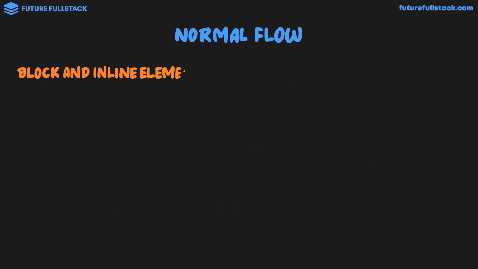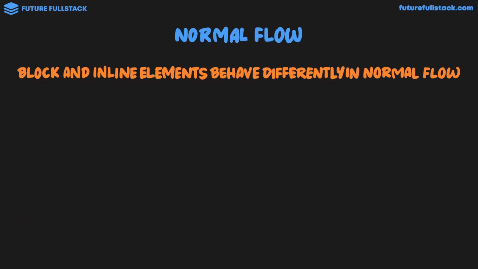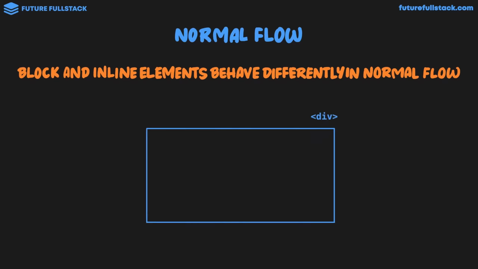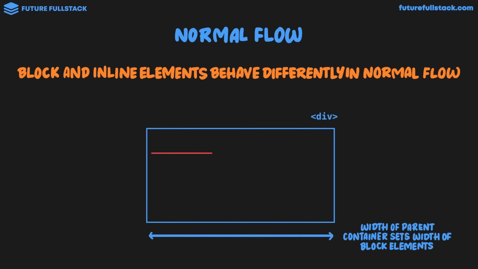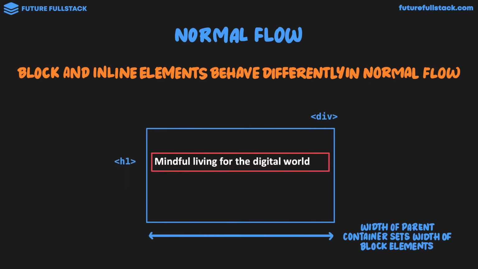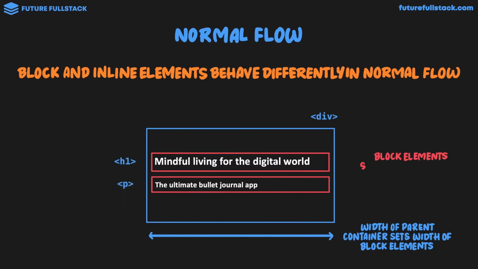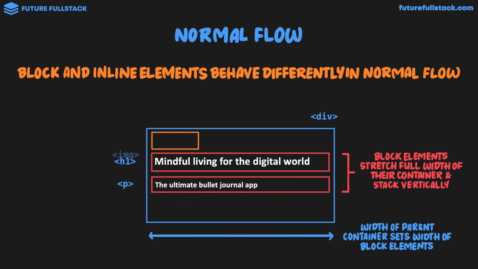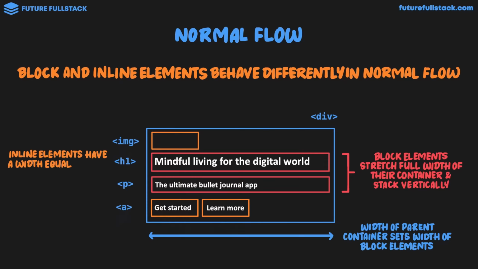Block and inline elements behave differently in normal flow. Let's say we have a div container. We know that the width of the parent container sets the width of the block elements. So let's say we had a block element, which is an H1, and another block element being a paragraph. The block elements stretch the full width of their container and stack vertically. Comparing this to inline elements, where we have an image and 2 anchor tags, inline elements have a width equal to their content and sit next to each other.